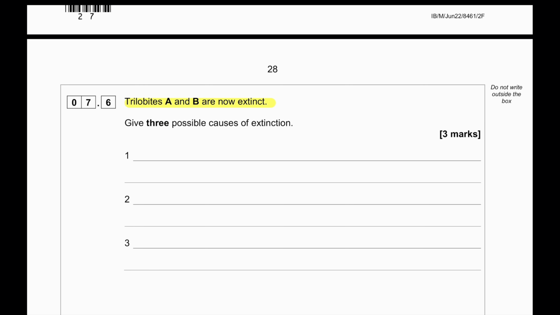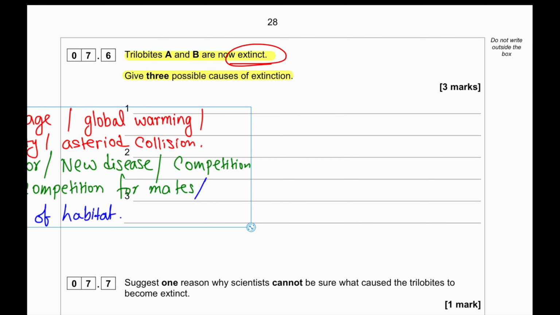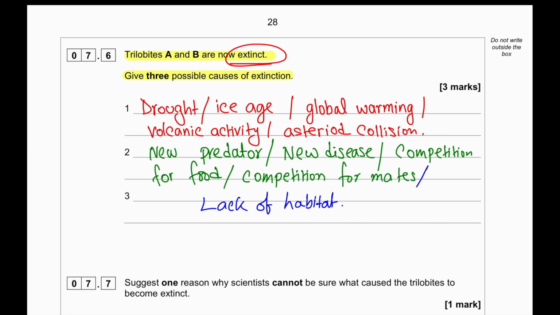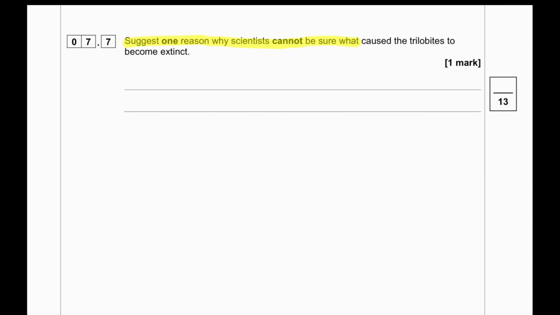Trilobites A and B are now extinct. Give three possible causes of extinction. Guys, whenever the possibilities of extinction come up and the examiner asks us, if it is an aquatic organism, first go for drought, ice age, global warming, volcanic activity, asteroid collision, new predator, new disease, competition for food, competition for mates, and lack of habitat. All of these are common answers when it comes to extinction. Give just one reason why scientists cannot be sure what caused the trilobites to become extinct.